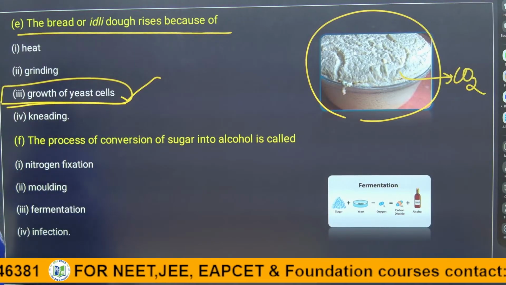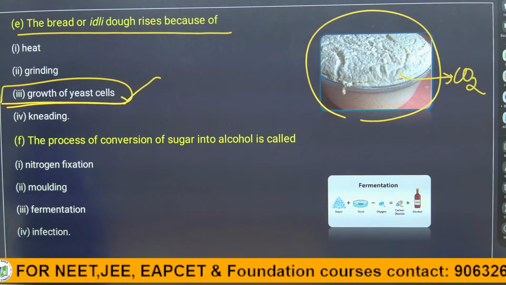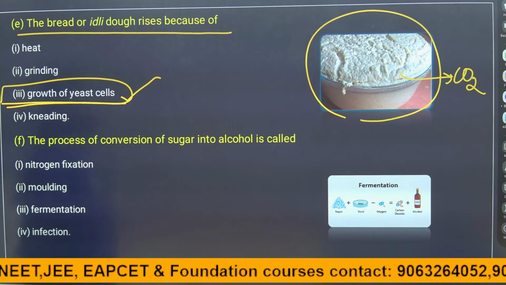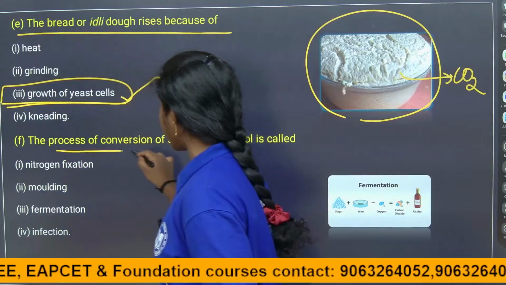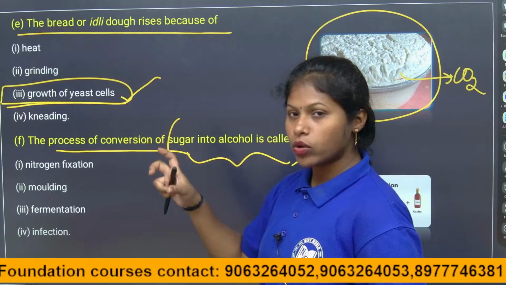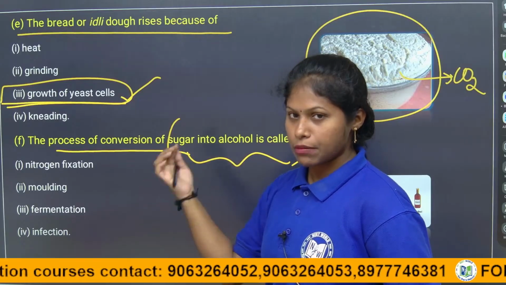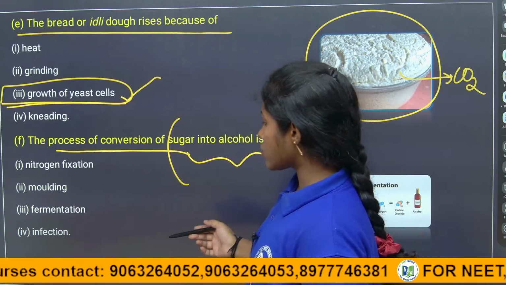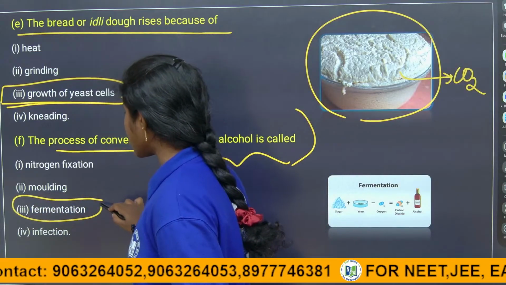Coming to the next question, children: the process of conversion of sugar into alcohol is called. Of course, we already studied this, children. There the breakdown happens, forming carbon dioxide and eliminating oxygen. That process we call fermentation. The process is called fermentation.